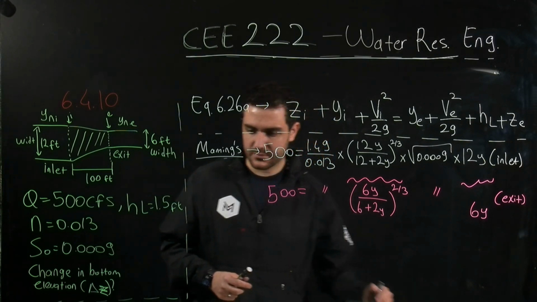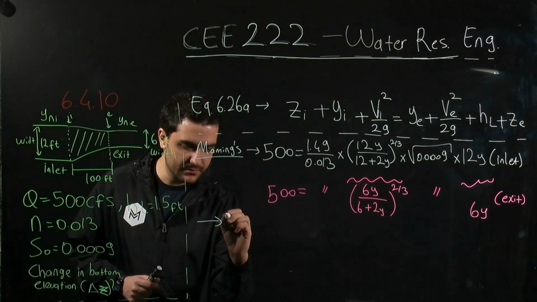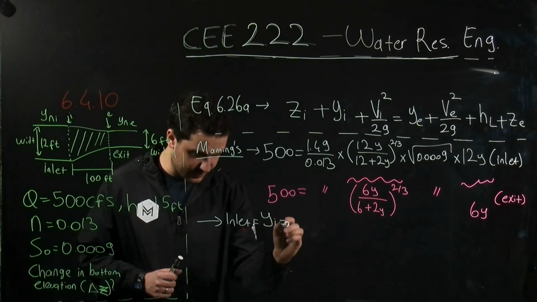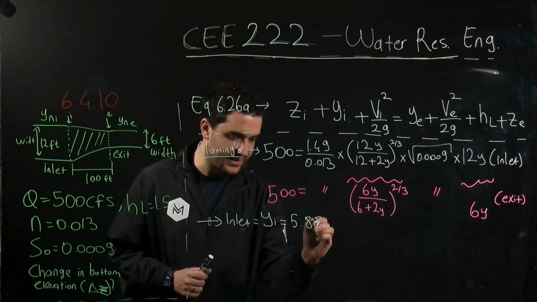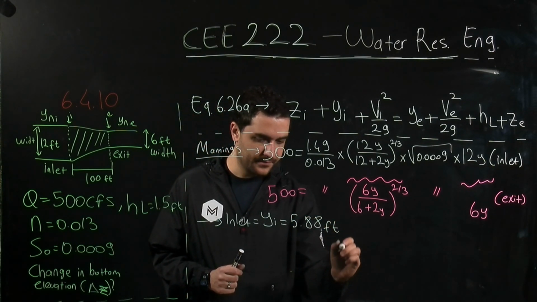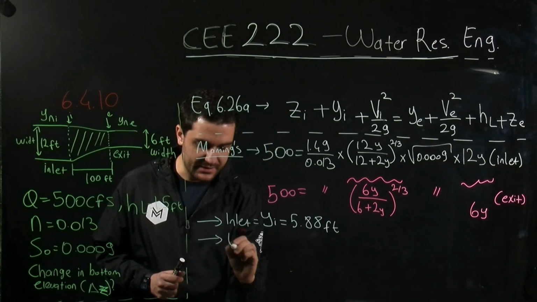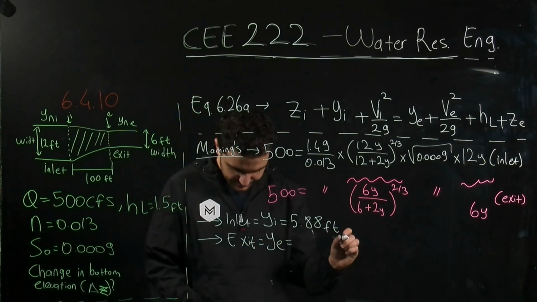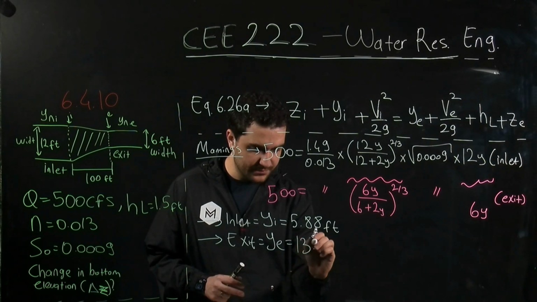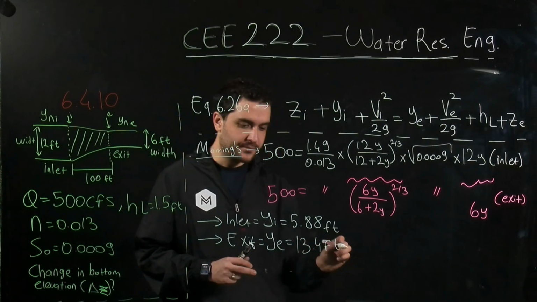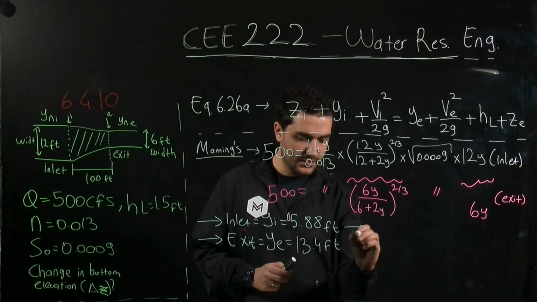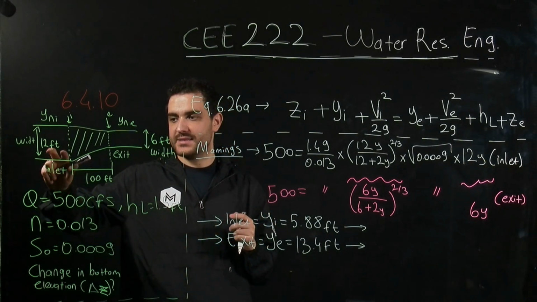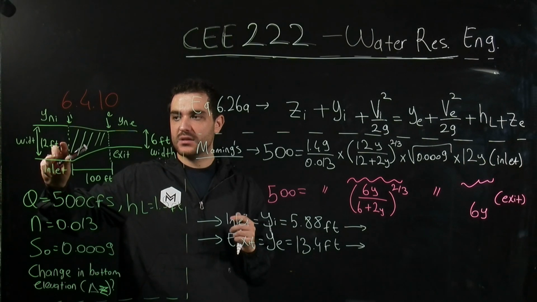From the inlet equation, the depth is equal to 5.88 feet. And at the exit, the depth is equal to 13.4 feet. Let's continue with these depths. Since we already know the water depth and the channel width, we can calculate the velocity.